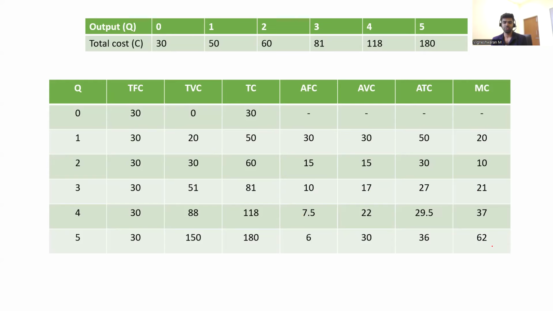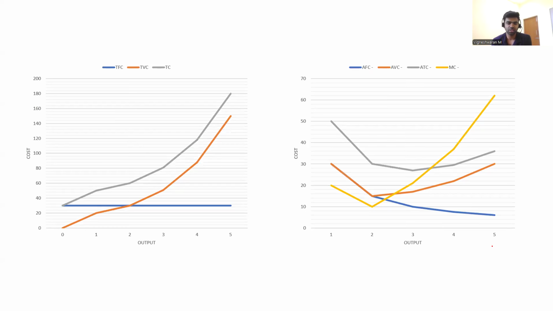See, this is the answer. And now what we have to do? We have to represent this answer in the form of a graph. If we represent the values in the graph, this will be the graph we will be getting. What I did, I made a separate graph for total fixed cost, total variable cost, and total cost. For these three things, I made a different graph. And average fixed cost, average variable cost, average total cost, and marginal cost, these four things I included in a separate graph. So the graph will be like this only.